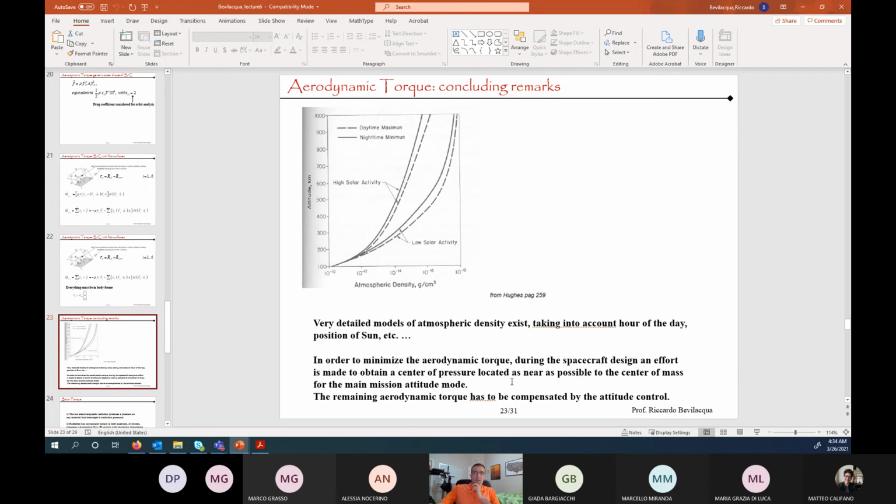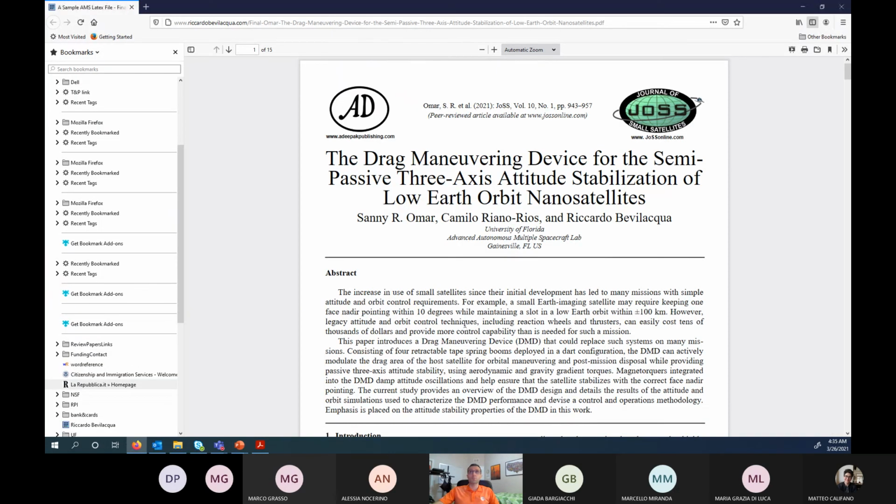Of course, if the aerodynamic torque is not something you want, you also need to make an effort to design your satellite so the center of mass and center of pressure are as close as possible. And the residual torques have to be compensated for via attitude control. So, since this is work that we do quite often, I wanted to share with you this paper. I uploaded it in your folder just for your knowledge. Just very recently, we published a paper that uses the D3 spacecraft, if you recall, the one with the 4 deployable surfaces, and we combined the drag torque with the gravity gradient torque to control the spacecraft in 3 axes.